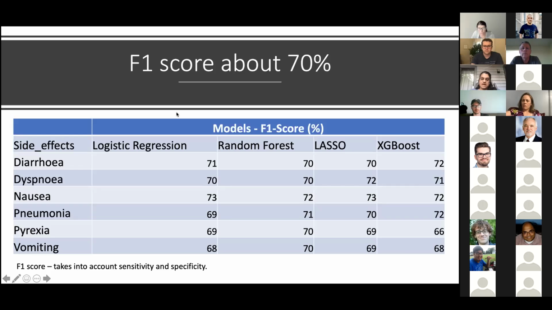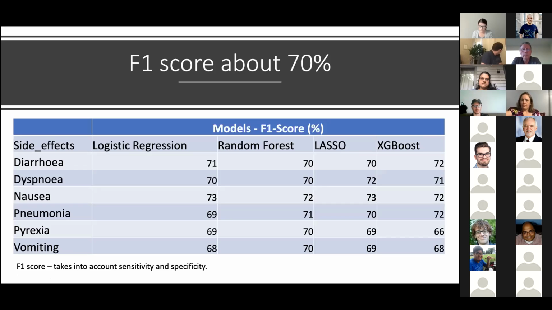Since it's a classification problem, I used different classification models: logistic regression, random forest, lasso, and XGBoost. The way I did these predictions is that I didn't want to predict all the side effects at once using the chemical substructure profile. So I predicted diarrhea separately, dyspnea separately, nausea separately, pneumonia separately, pyrexia, which is fever, and vomiting separately. And then I looked at the scores.